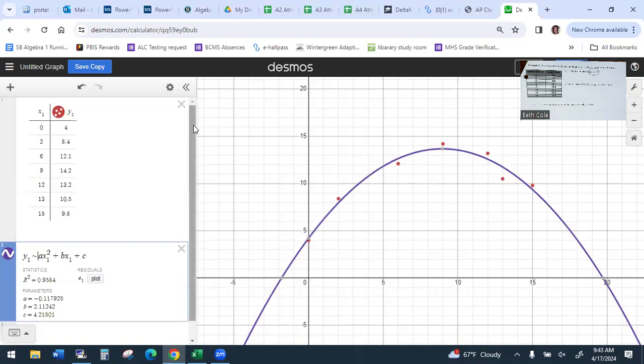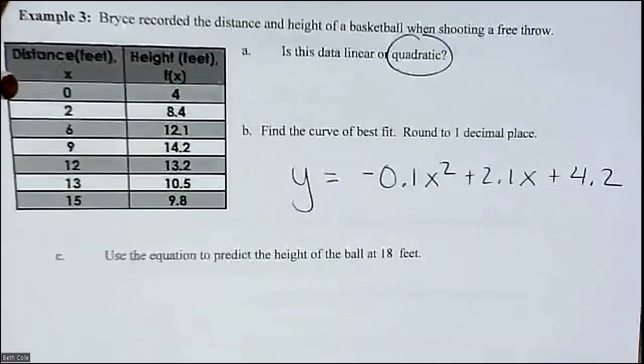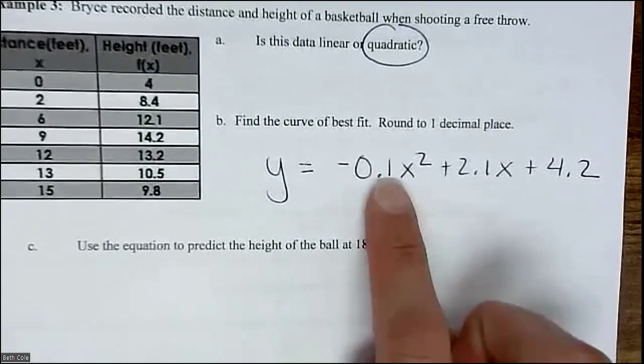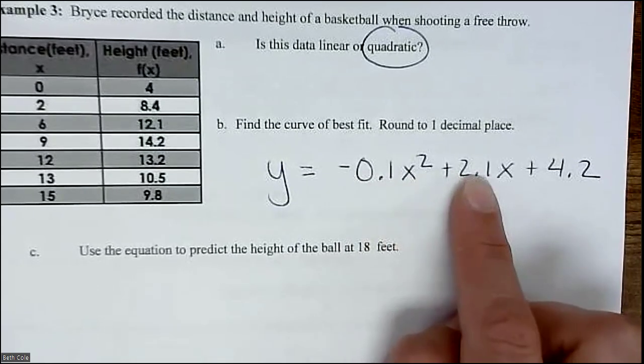All right, now if you're in the back, it's kind of small, but can you see right here how it says A, B, and C? I can't have both screens up here at the same time, so I'm going to write it down and then you can copy it from me. It's negative 0.1 for A, and then 2.1 for B, and 4.2 for C. So it will look like that. It gave me negative 0.1 for A, it's ax squared. It gave me 2.1 for B.